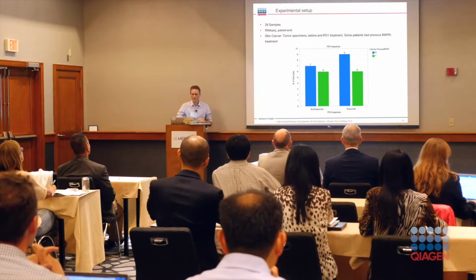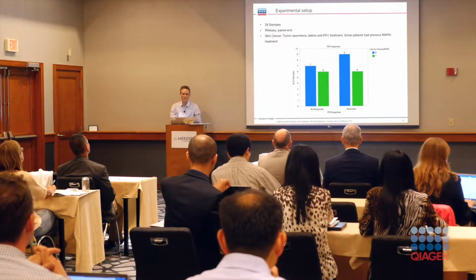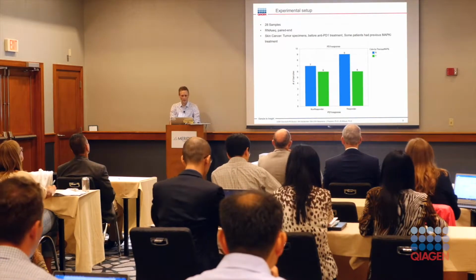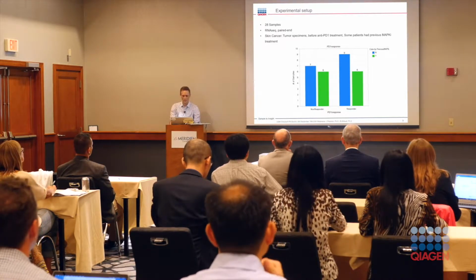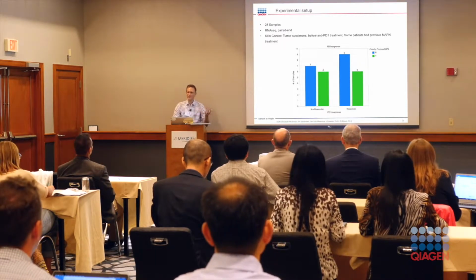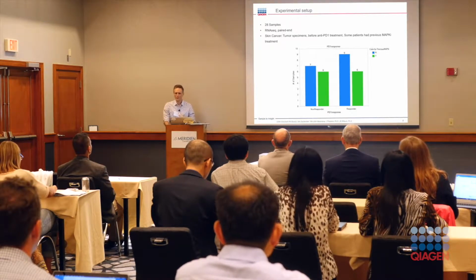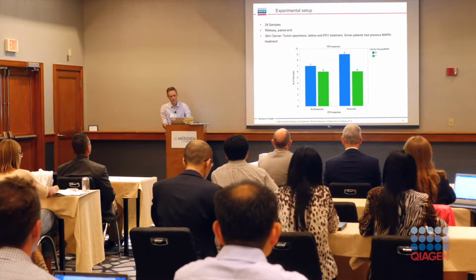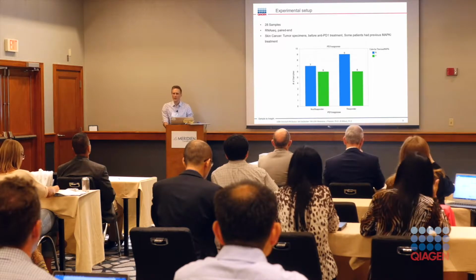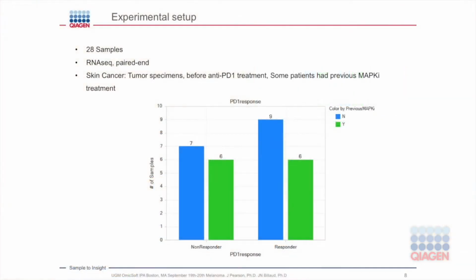Here's the basic experimental setup. 28 samples RNA-Seq paired end data, divided evenly between non-responders and responders. As many of you are already aware, there are always additional metadata that you can include. So in this case, there was also previous MAP kinase inhibitor treatment in about half of the patients each way. But we'll be focusing just on the non-responders versus responders in this morning's session.